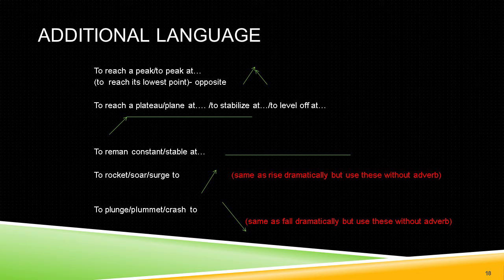Also, some very important verbs you could use, which do not use an adverb with them and mean dramatically, are to soar, to surge, to rocket for going up, and to crash, to plummet or to plunge for going down. So you could say the percentage of tourists rocketed to 90, or the number of times people consumed coffee crashed to 8.